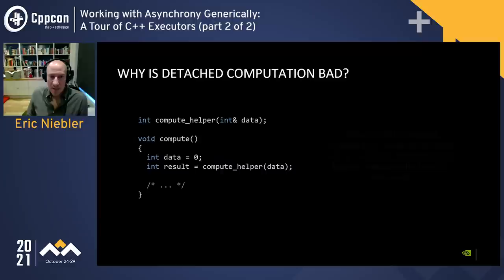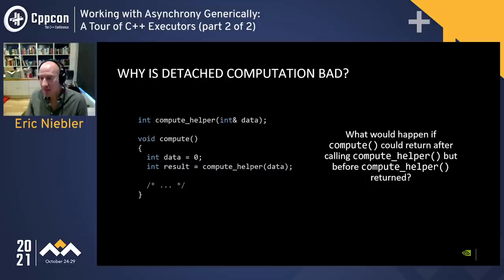It's as if, in synchronous code, try to think about this. It might actually be difficult for you to think about it because it's so broken. But if it were possible somehow for this compute function to return before the compute helper returned, you'd say, obviously, that's nonsense. That would break everything. Of course it does, right?